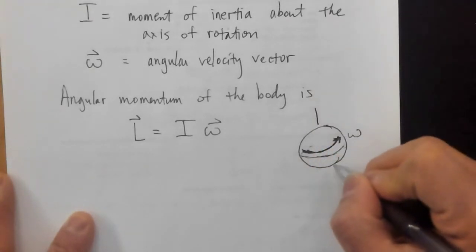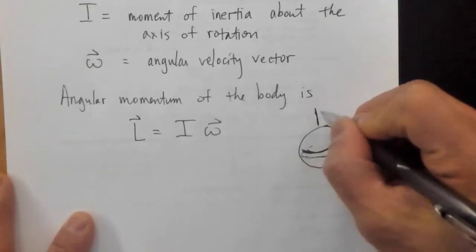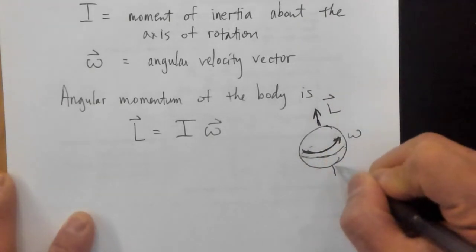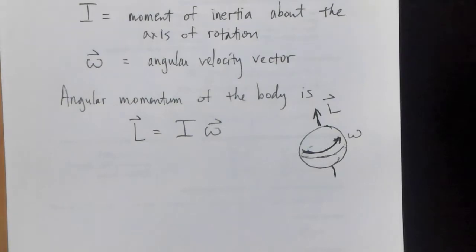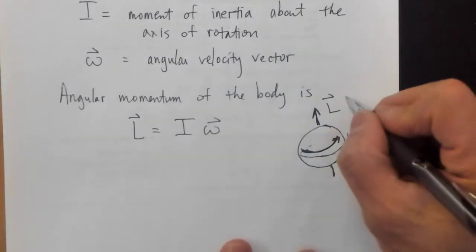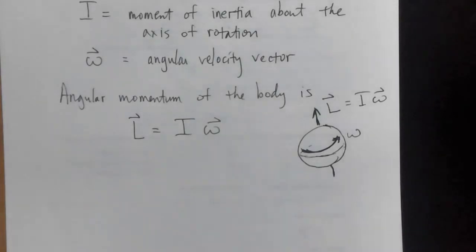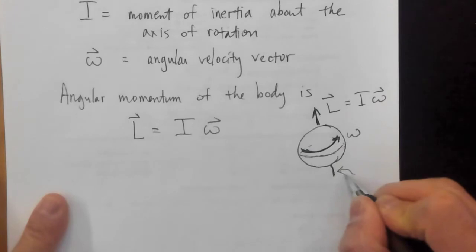Then, in terms of the angular momentum, L will be pointing in the same direction as the vector omega is pointing, but you multiply by a factor of I. So it's I times omega. Are there any questions about this? So this is obviously the rotation axis.